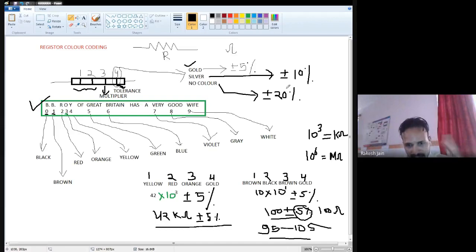It may be 97 ohm, then okay, it is 100 ohm. It may be 102 ohm, then okay, it is 100 ohm. It may be 104 ohm, then okay, it is 100 ohm. It may be 99 ohm, then okay, it is 100 ohm, no problem. Okay, so this is the method by which you can easily find out the value of different resistances.